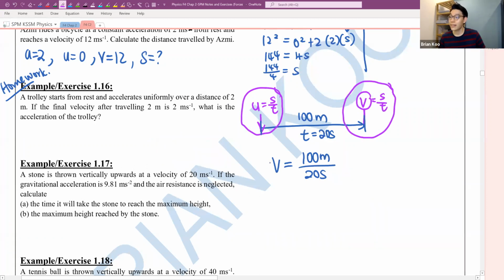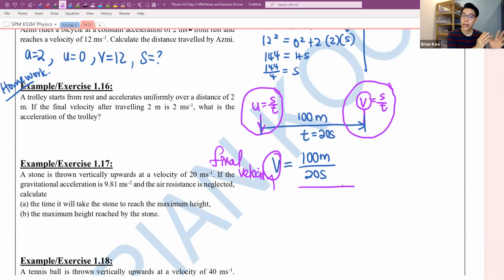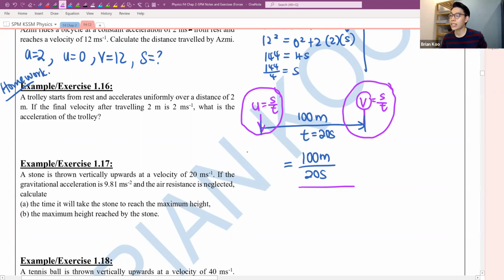So you cannot say that the final velocity is equal to this, because 100 meters is for the entire journey, not for the front part, not for the back part. Understand? But if I say this one is the average velocity V, no problem. Average velocity for the whole journey. That is to talk about the whole journey, no problem. The problem comes when you say this V is final velocity.